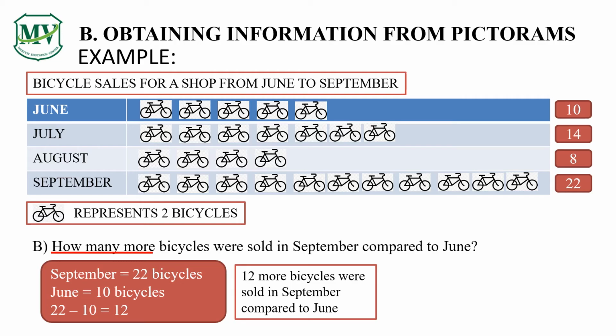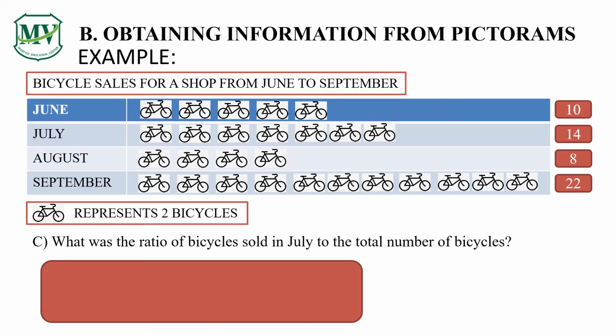Question number 3. What was the ratio of bicycles sold in July to the total number of bicycles?